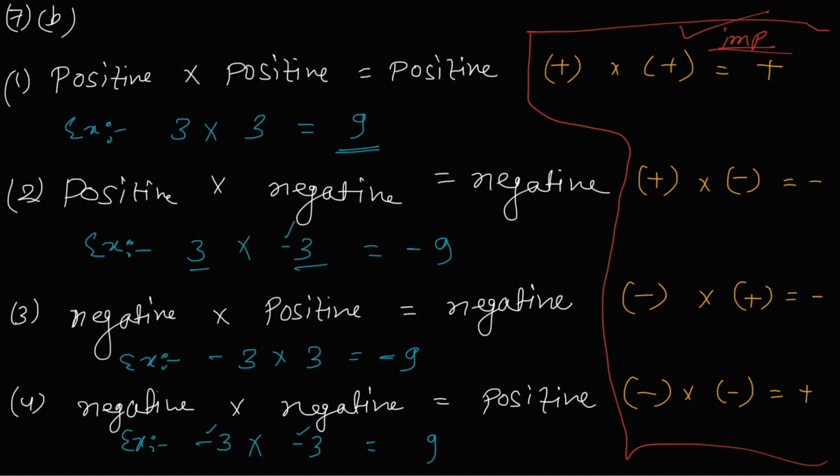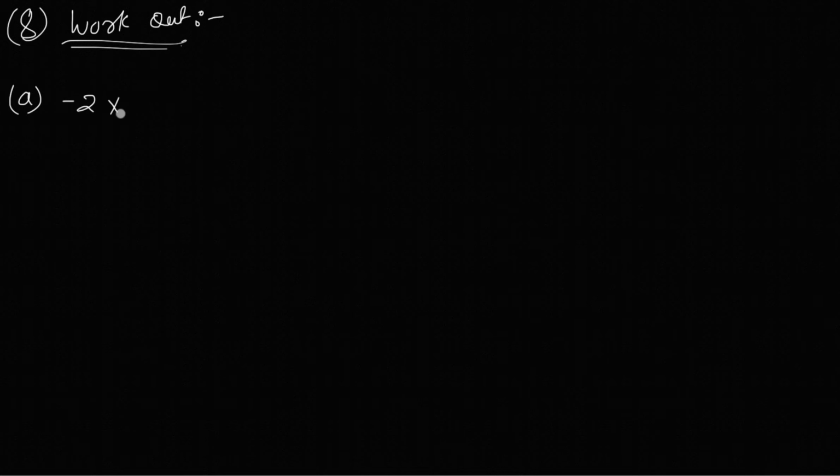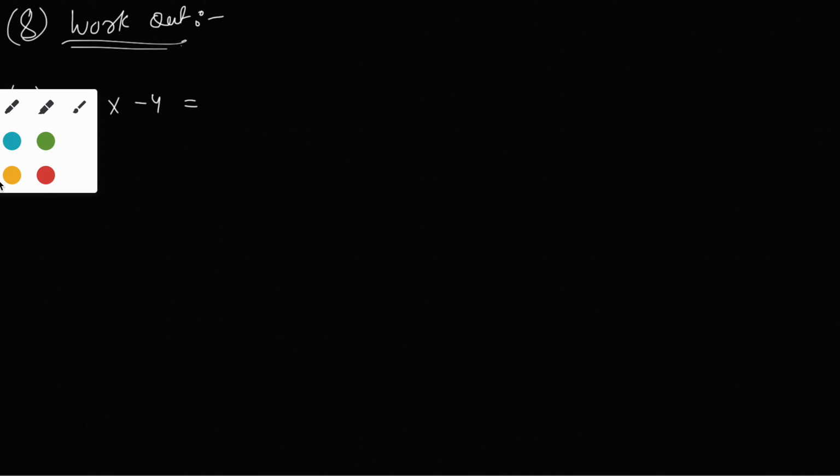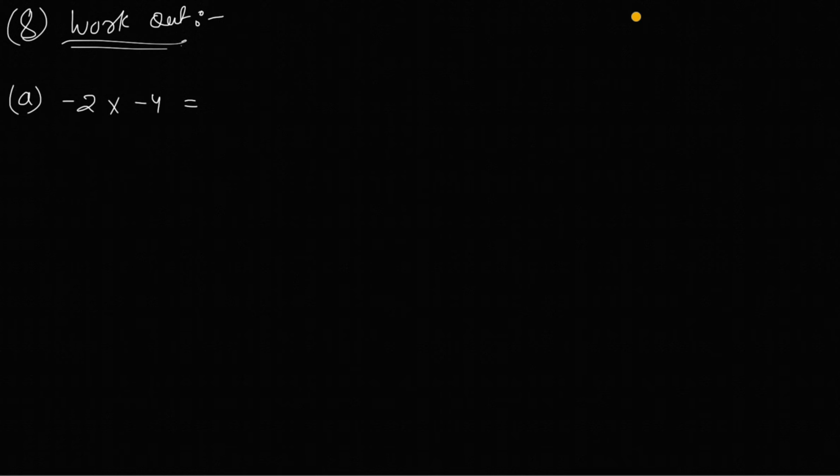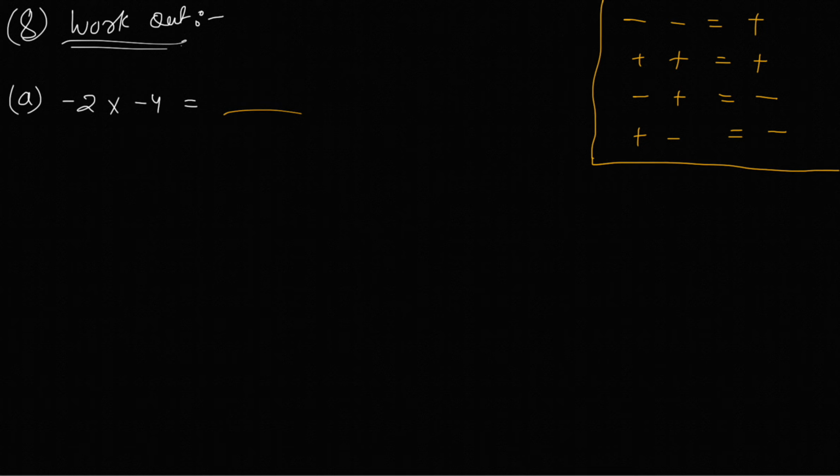Now next, question number 8. Question number 8 is workout. It says question number 1 is minus 2 times minus 4. Okay, let me write all the properties here. Negative negative will give you positive, positive positive will give you positive, negative positive will give you negative, positive negative will give you negative. Okay, keep this in mind and just solve the questions.